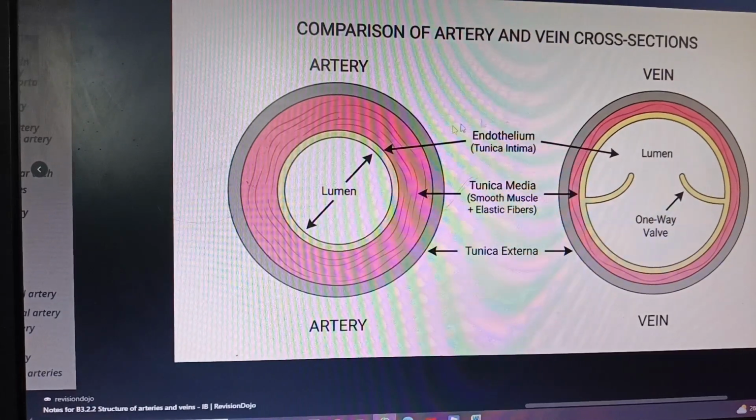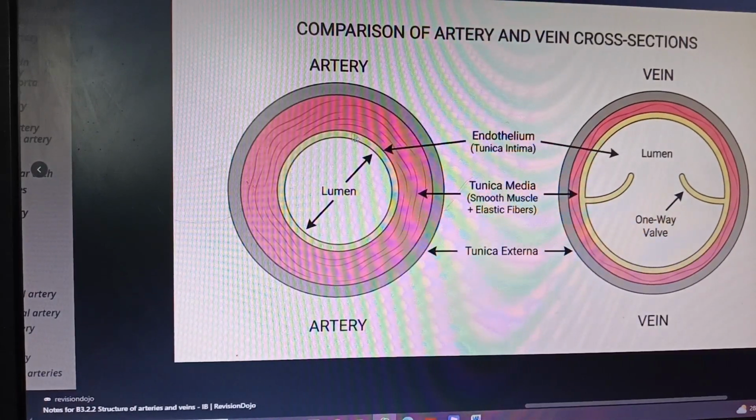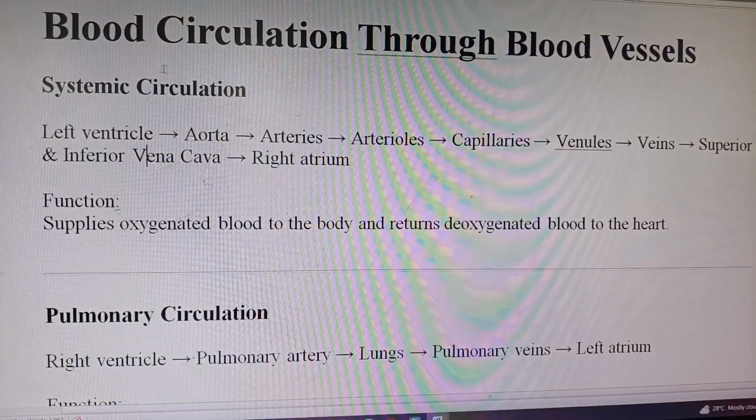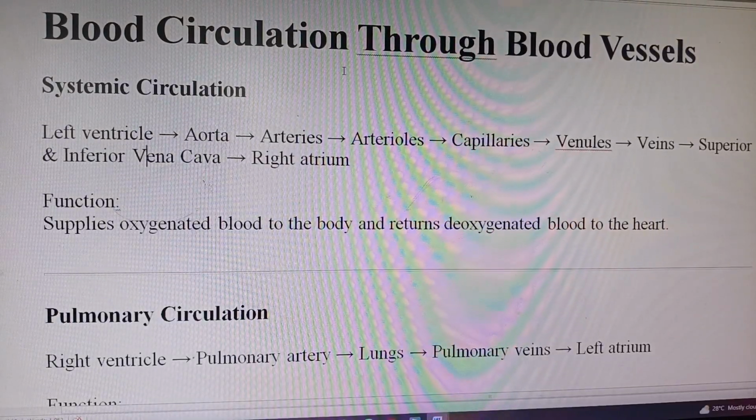Now look into this picture. These are cross sections of arteries and veins. So inside the arteries, the lumen will be narrow compared to the veins. Okay, and look into this middle layer, the tunica media. This is bigger in size compared to veins. Look at this. Arteries don't contain any valves. Veins have valves. Okay, now we will look into the blood circulation through blood vessels.